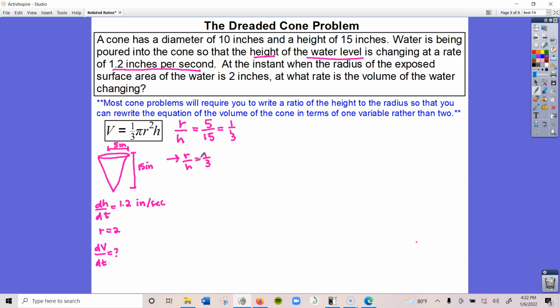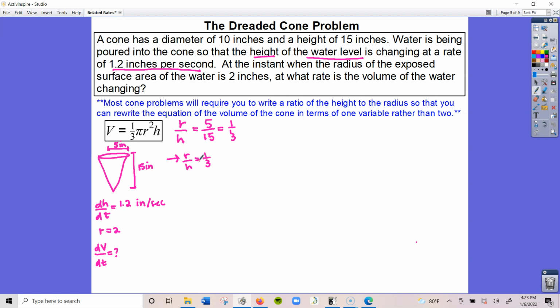It does matter which one you solve for, so it depends on the given information here. You look for which rate you're given. I'm given dh/dt. So that means that I want my equation to have only h's, so that when I find the derivative, I will have dh/dt rather than dr/dt, because I don't know what dr/dt is. So if I want my equation to have only h's, then I'm going to solve for the opposite. I am going to solve for the radius.